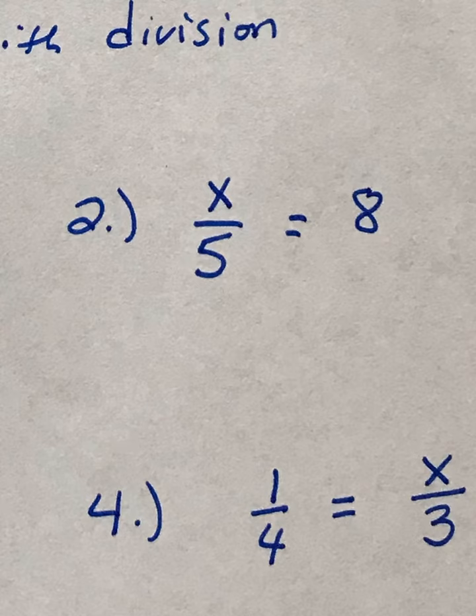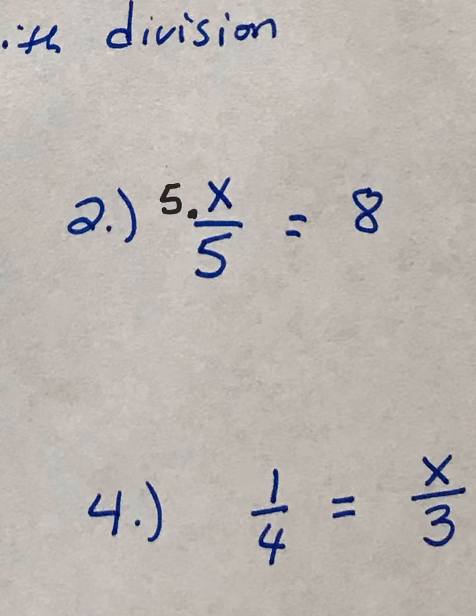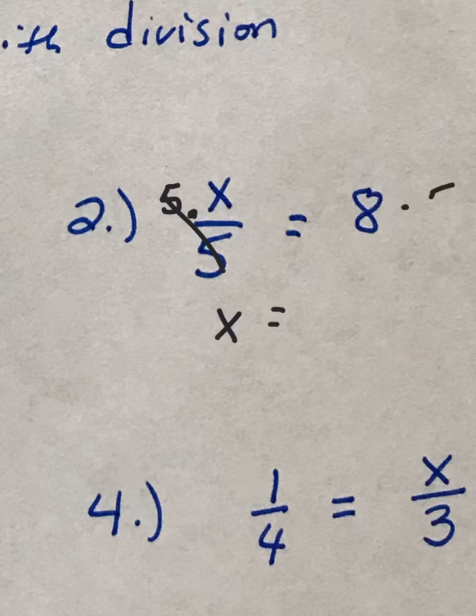For the next problem, we have x over 5 equals 8. I need to get rid of that divided by 5. So x divided by 5. So I'm going to multiply this side by 5. That makes that a 1. Gets x by itself. Then I have to multiply this side by 5. And I get 40.